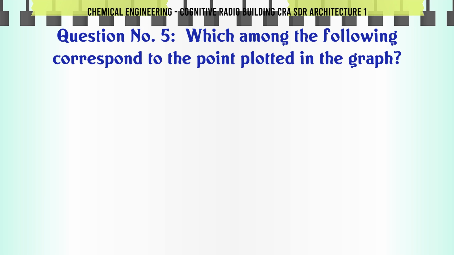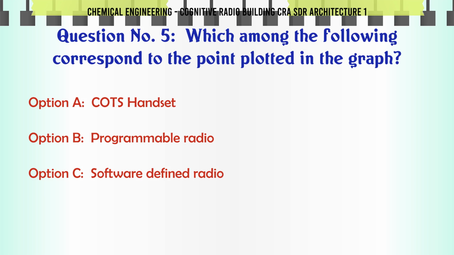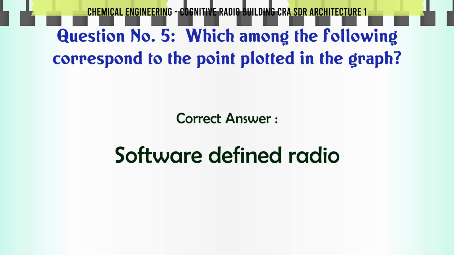Which among the following correspond to the point plotted in the graph? A. Quartz handset. B. Programmable radio. C. Software-defined radio. D. Virtual radio. The correct answer is software-defined radio.